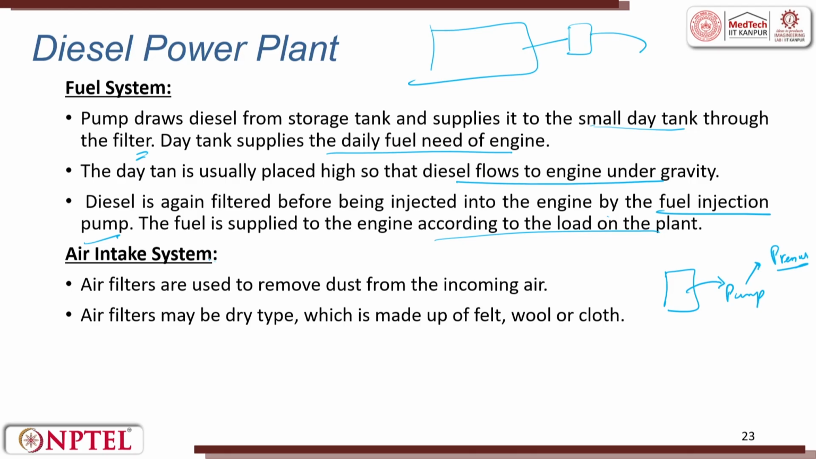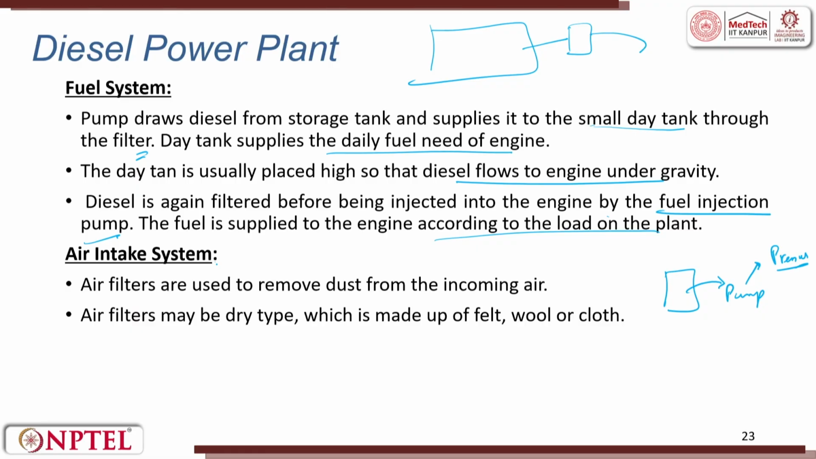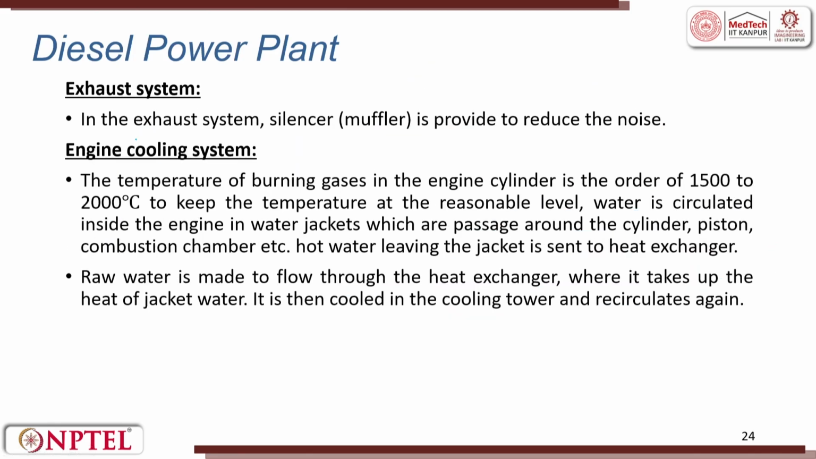The air intake system, because here it is a mixture of air and diesel. In the air intake system, the air filter is used to remove the dust and other unwanted particles. The air filter is dry, made of felt, wool and cloth. So, it is dry, and you can remove the filter and clean it also. Exhaust system: in the exhaust system, the silencer muffler is provided to reduce the noise.